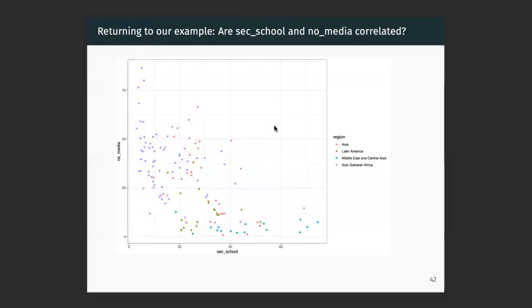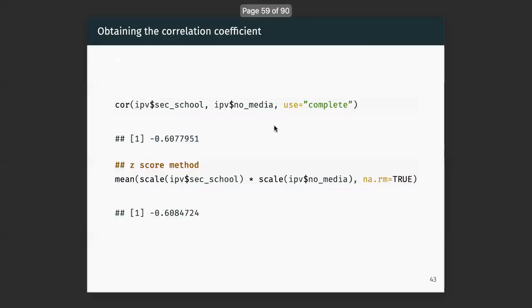So our secondary school and no media, are they correlated? Actually, I would say it was a minus 0.4. It's actually a minus 0.6. To compute the correlation coefficient here, I use the cor function, secondary school, no media, and I need to provide the argument use equals complete to use only those cases where I have observations for both variables. There's some missingness, and that'll screw us up.